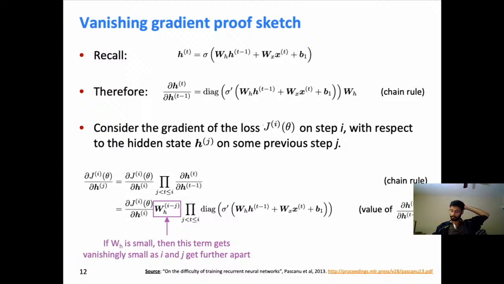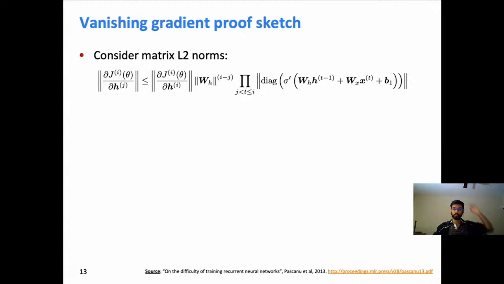To give this a little more detail, we can think about the L2 matrix norms of all of these matrices. It's a known fact of L2 norms that the norm of the product of some matrices is less than or equal to the product of the norms of the matrices. So in particular, the norm of this gradient that we're interested in is less than or equal to the product, i minus j many times, of the norm of the weight matrix W_h. So this is what we mean when we say we're concerned about W_h being small, because if it's small, then the thing on the left has to be exponentially small.